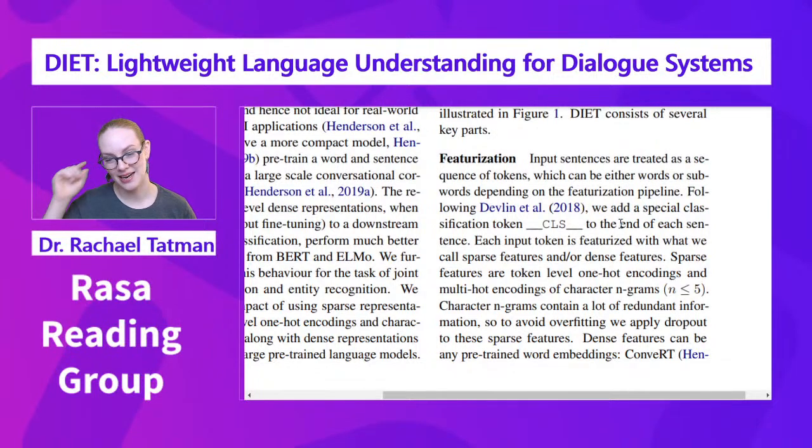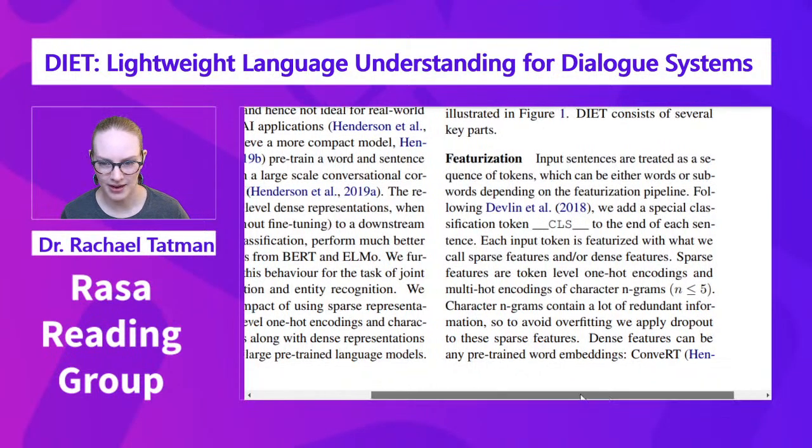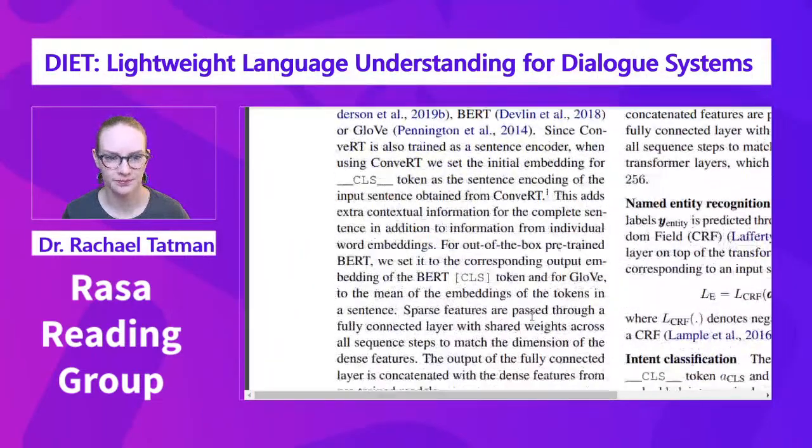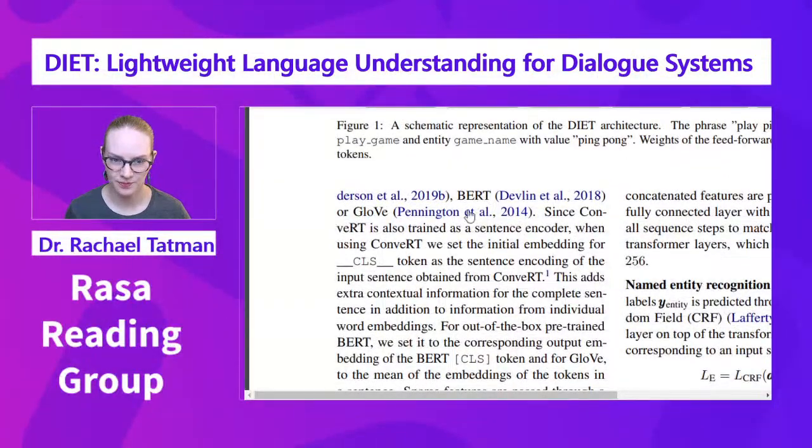Character n-grams contain a lot of redundant information, so to avoid overfitting, we apply dropout to these sparse features, so getting rid of stuff you don't need, basically. Dense features can be any pre-trained word embedding, ConveRT, BERT, or GloVe. Or your embedding of choice. Since ConveRT is also trained as a sentence encoder, when using ConveRT, we set the initial embedding for the CLS token as the sentence encoding of the input sentence obtained from ConveRT.